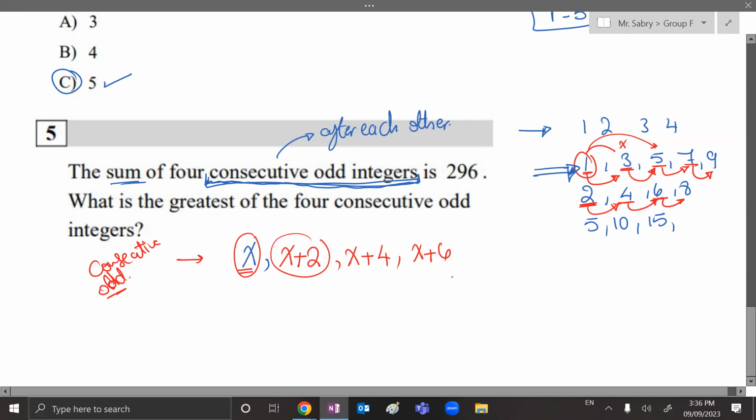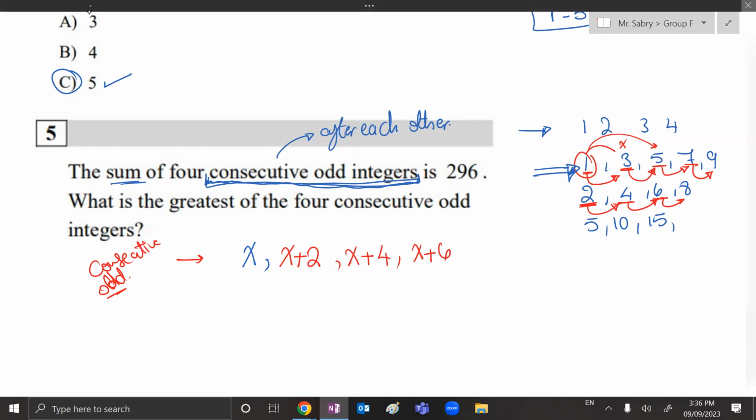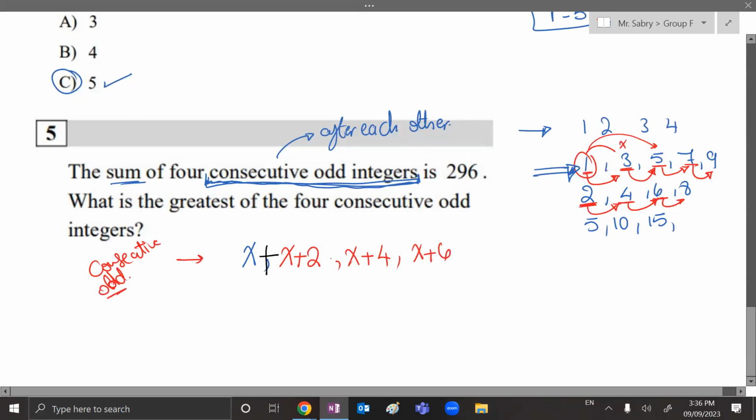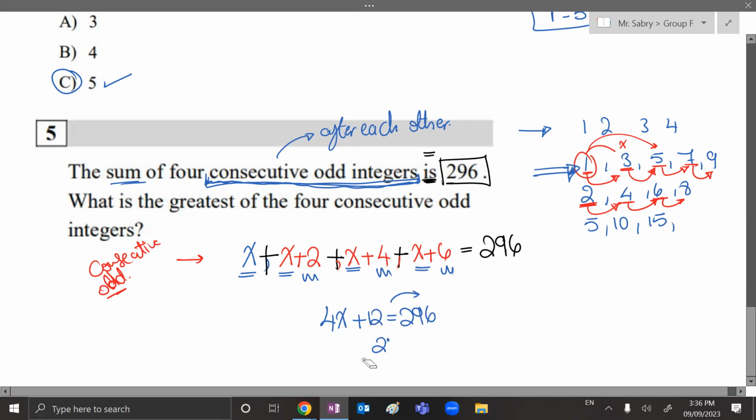So the sum of the 4 consecutive odd integers. Here are now 4 consecutive odd integers that I don't know. x and x plus 2 and x plus 4 and x plus 6. But they said the sum. So I'll add them up. This plus this plus this. Combine like terms. Equals what? 296. So 296. I have an equation now. I can solve the equation. First let's add the like terms. The x plus x plus x plus x. And then the 2 plus 4 plus 6 is 12. 296 minus 12 will be 284.